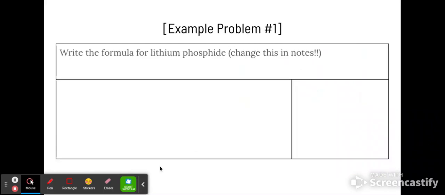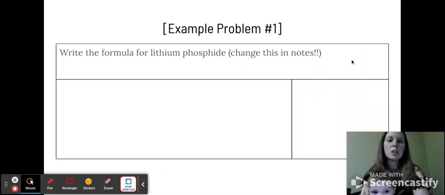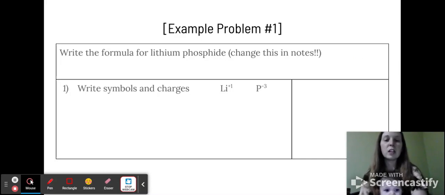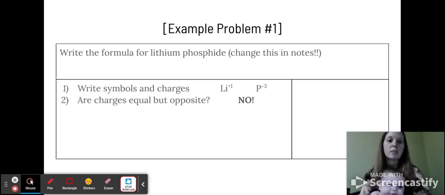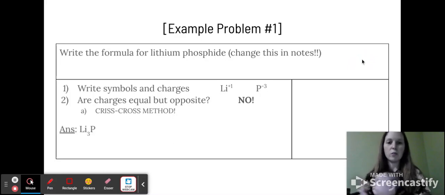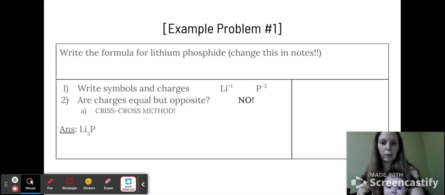All right, so now let's go ahead and try a quick example. We're going to write the formula for lithium phosphide. It says to change this in your notes, so I probably have the wrong one typed down. First, you would write the symbols and the charges. Again, lithium is +1. Phosphorus or phosphide is -3. Are the charges equal but opposite? No. So we would use the crisscross method to figure out our final formula. And when you do that, it becomes Li3P.